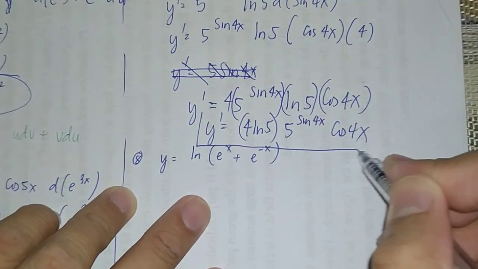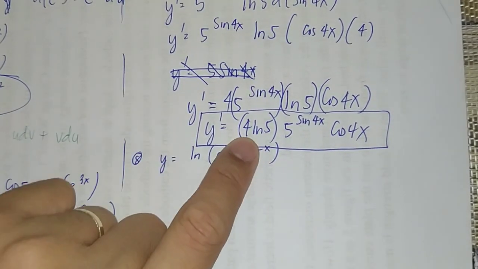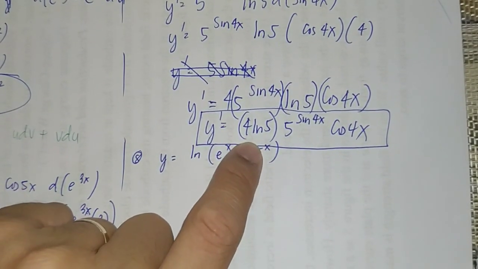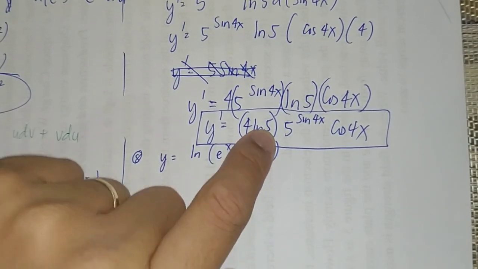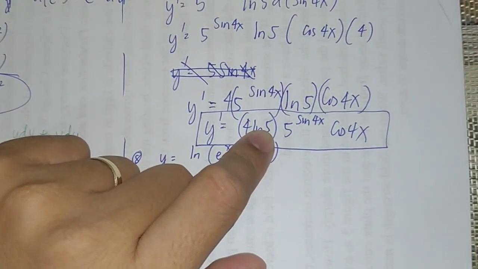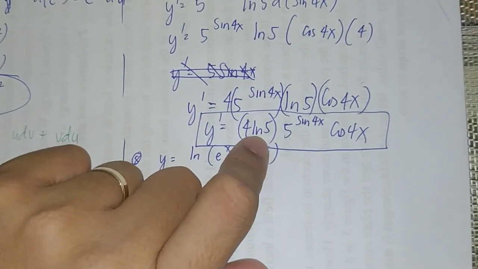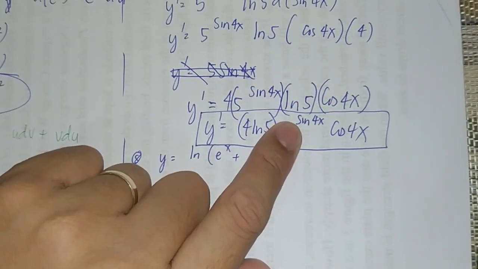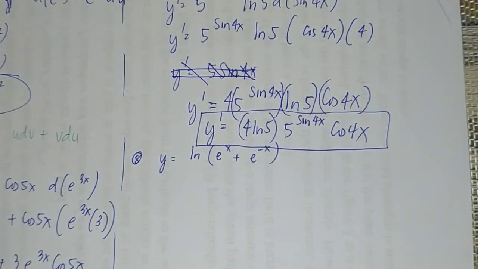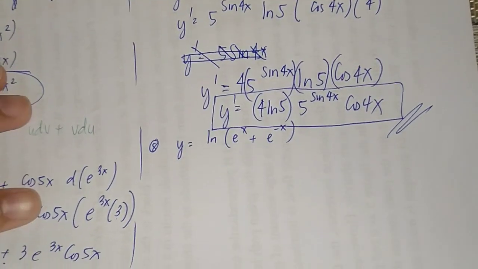So whatever ang gawin mo, since commutative naman ang multiplication, or you can apply the property ng logarithm, yung 4 magiging exponent ng 5, so that's 5 to the 4th, that's 5 times 5 times 5 times 5. I think that is ln 625, and that would be fine. So ln 625 times 5 raised to sine 4x multiplied by cosine 4x. So that is also an answer.